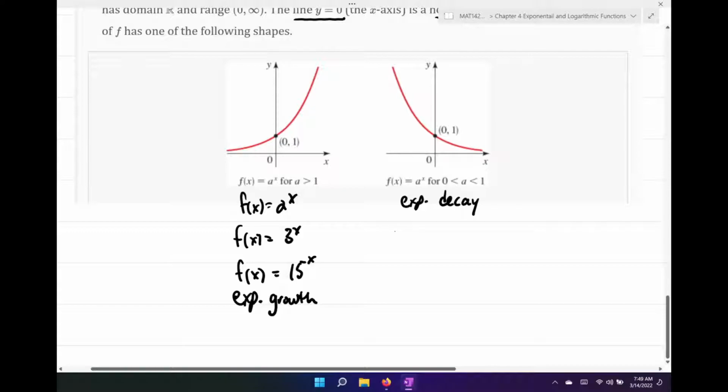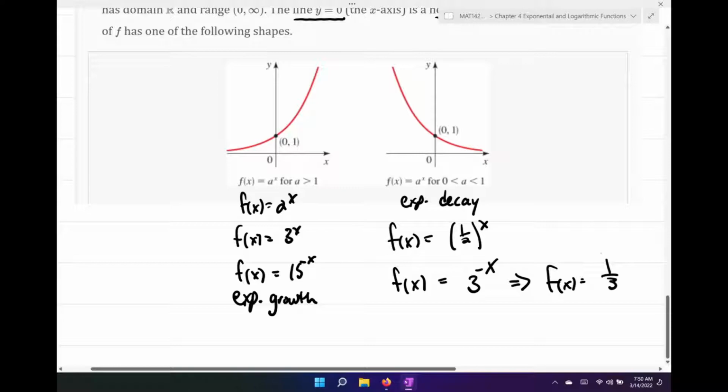And some examples would be like f of x equals 1/2 to the x, f of x equals even something like 3 to the negative x. Now, with 3 to the negative x, you got to remember that you can rewrite that as 1/3 to the positive x using rules for exponents. So you got to remember that. All those rules for exponents still are there. They don't go away.